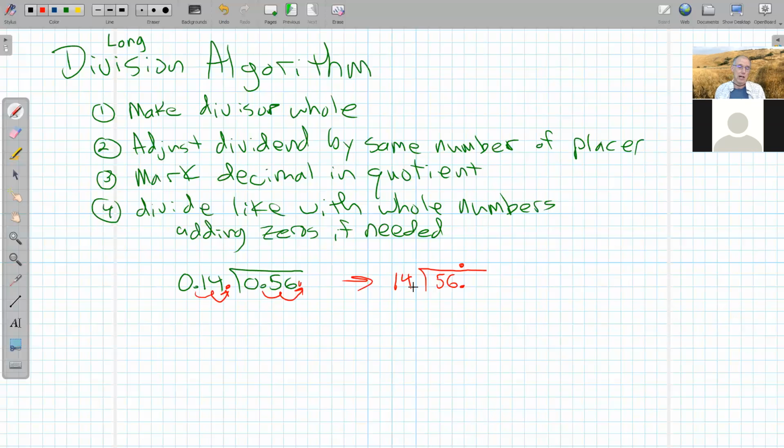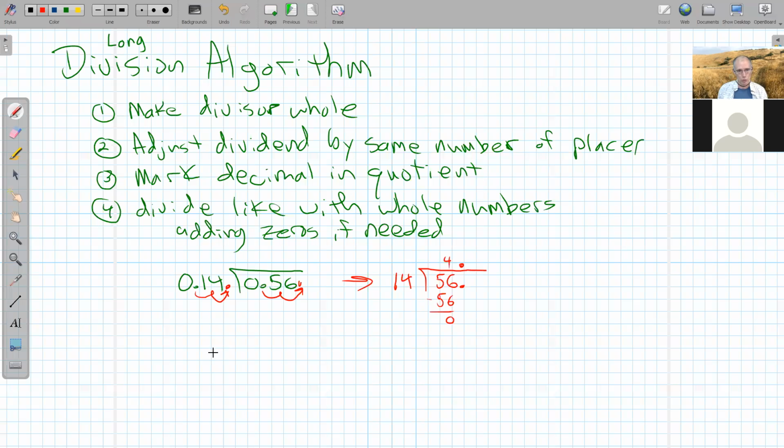Okay. Now, I don't know my 14 tables too well, so I kind of got to guess. 14 plus 14 is 28, plus another 14 is, what, 30, no, 42, plus another 14 is 56. There's 4 of them. 4 times 14 is 56. Cool, 0 remainder. I don't need any more zeros, I'm done.